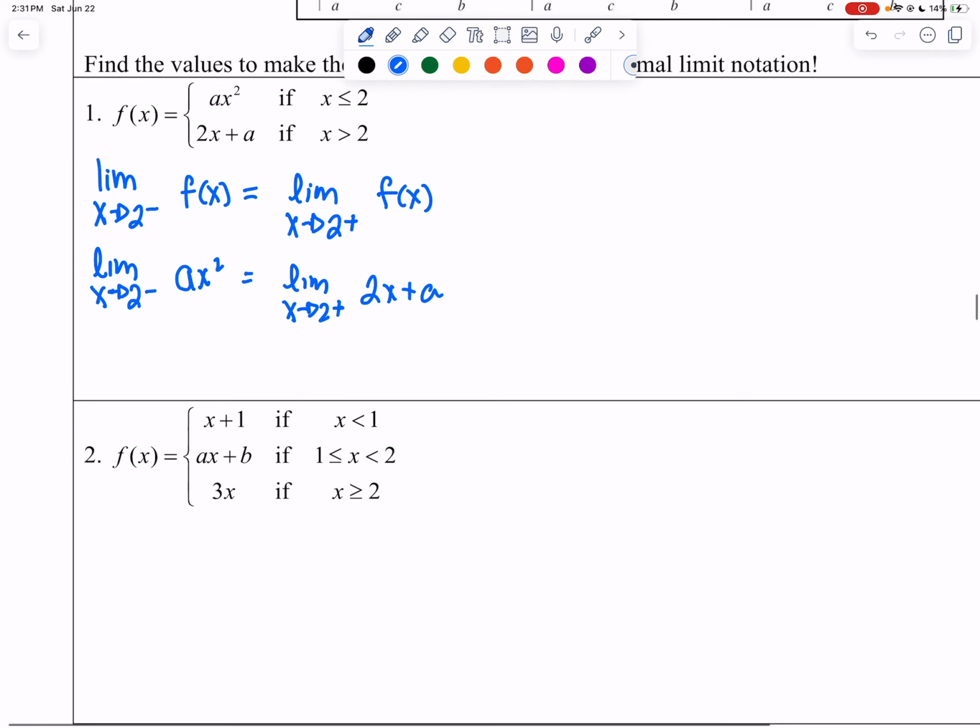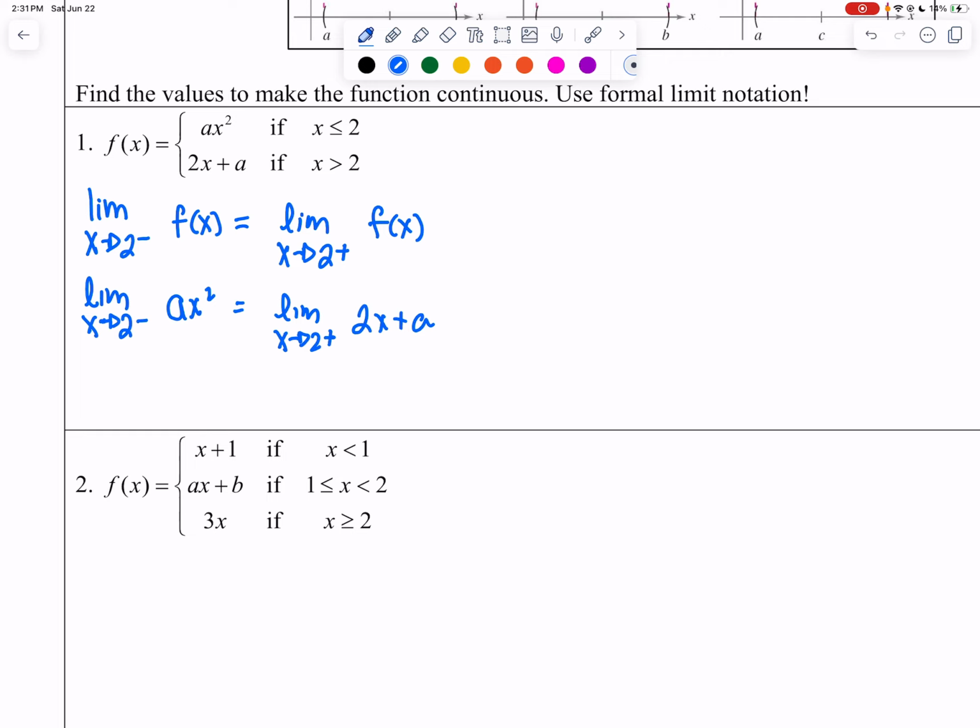And now I am going to use, of course, substitution with my x. So using substitution, I'm going to plug in 2 here. 2 squared is going to give me 4, so I have 4a is equal to 4 plus a, and then I'm going to solve for a. So 3a is equal to 4, that means that a is going to be equal to 4/3. Yay.